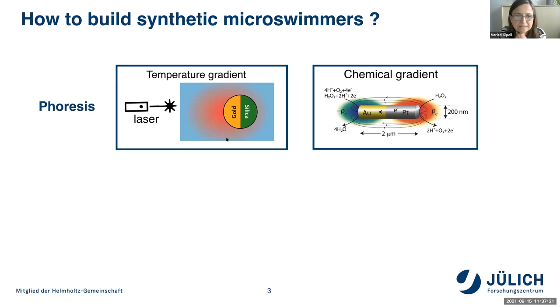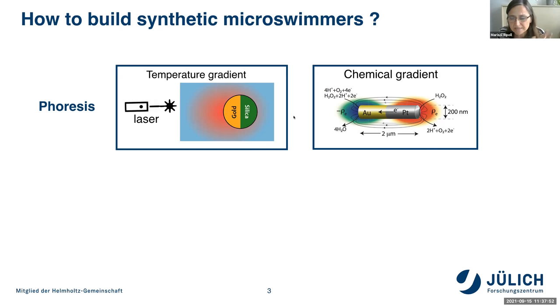In reality, there is more than one answer, but the one we are interested in, and actually one of the dominant answers, is phoresis. Phoresis is a phenomenon by which, if you have a system with an intrinsic gradient, which can be temperature, any type of density, or electric charge, there is a drift of the particles that go against or towards the gradient.